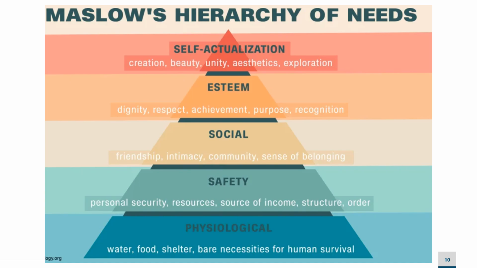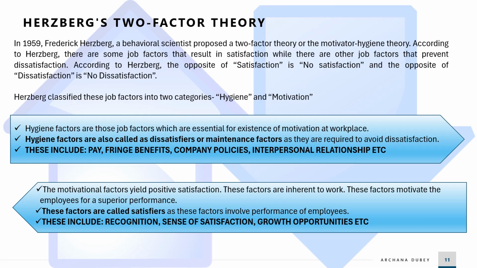All right, so next we'll be talking about the two factor theory. Okay, here this particular theory talked about two major factors. There are some job factors that result in satisfaction, while there are other job factors that prevent dissatisfaction. Here the person talked about two different factors which can help you being satisfied or which can help you in dissatisfaction.